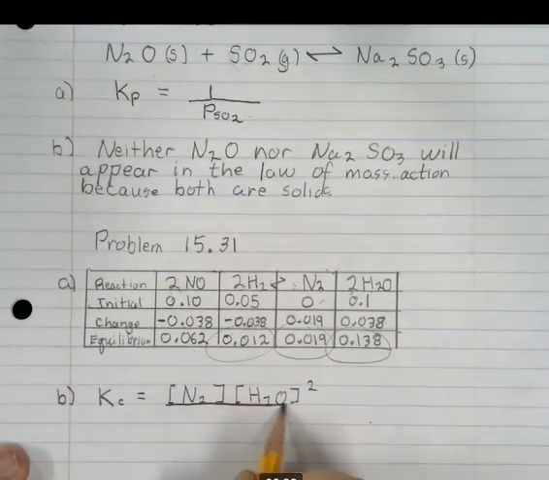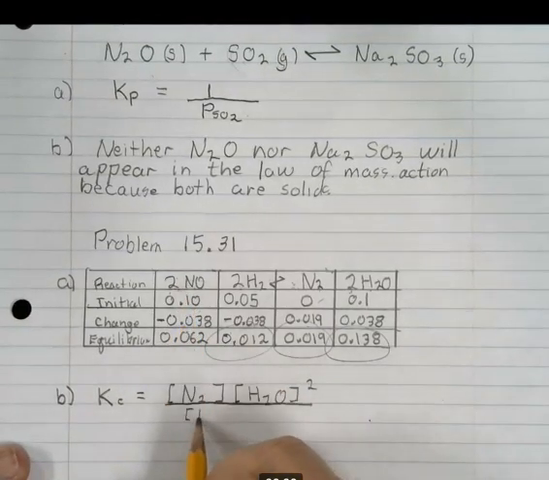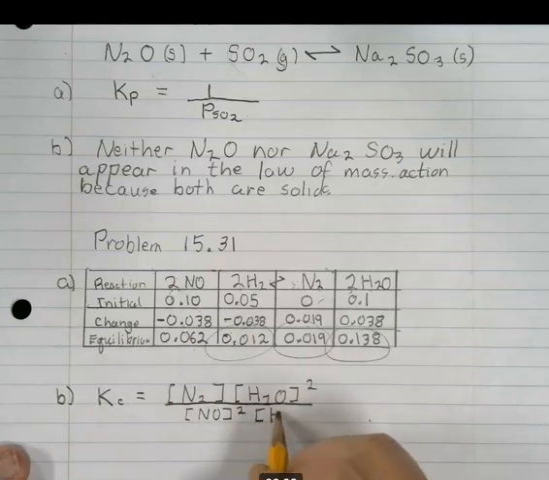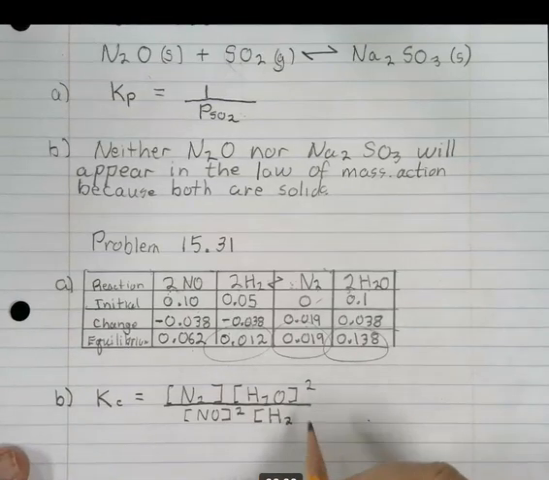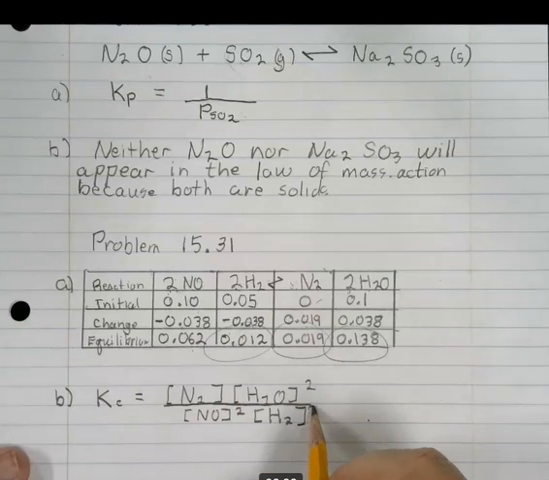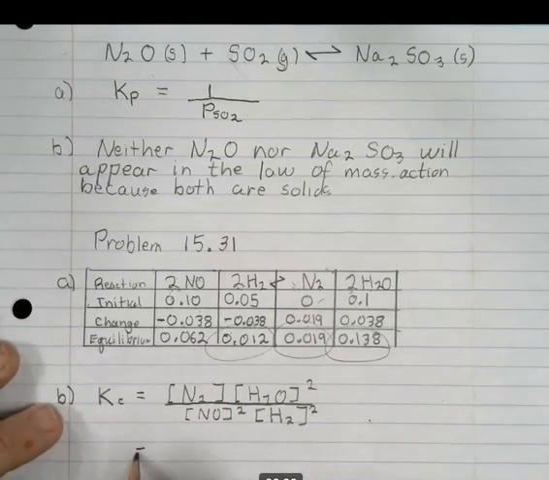Now we go down to the bottom for the reactants. You have NO down there, a coefficient of 2, exponent of 2. And H2, coefficient of 2, exponent of 2. Okay, so now plug in some numbers.